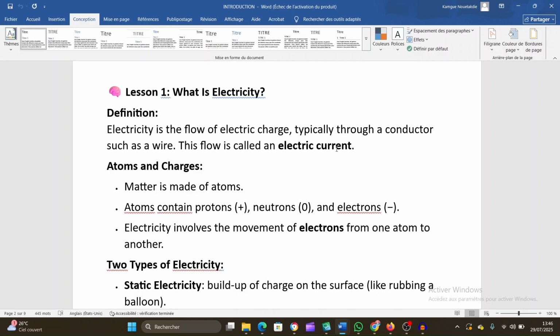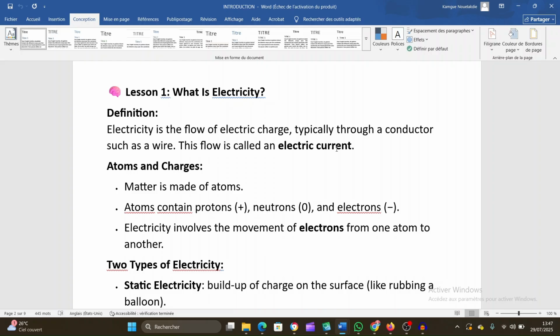When we talk of something static, as we know, it is something that is not mobile. So we have static electricity. It's a buildup of charge on the surface. The charges are on the surface. It's like when you are rubbing a balloon, just charging the balloon on the surface. So this is what we call static electricity.